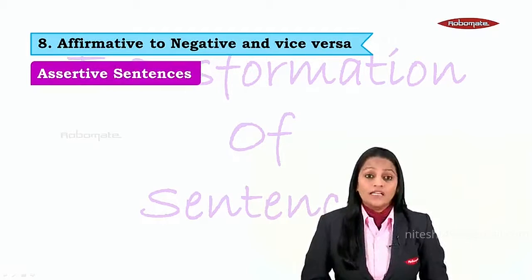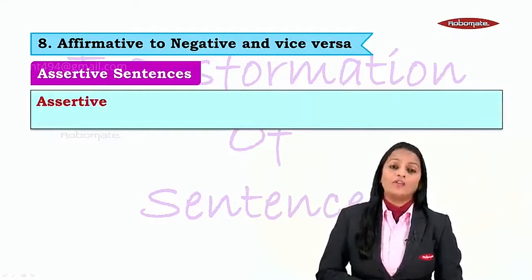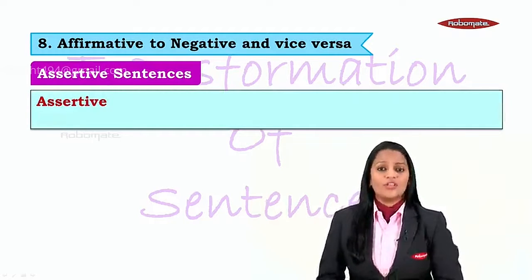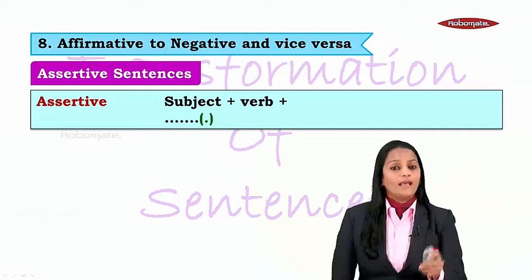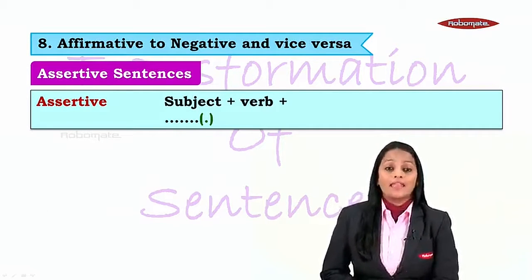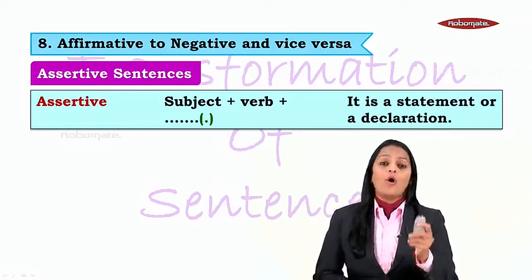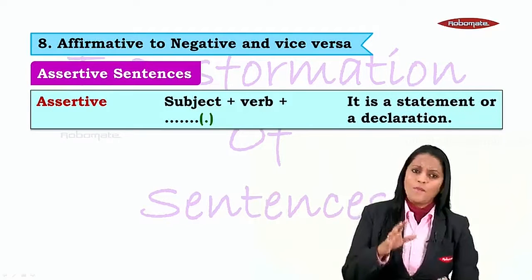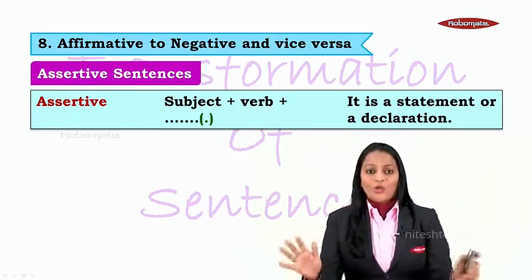Let's take a look at assertive sentences. We have already done the different types of sentences, and we saw that the structure of an assertive sentence is subject plus verb plus ..., meaning you could put any other part of speech there, and it ends with a full stop. Now, it is a statement or a declaration where you're just mentioning something. No question, no exclamation, no command.